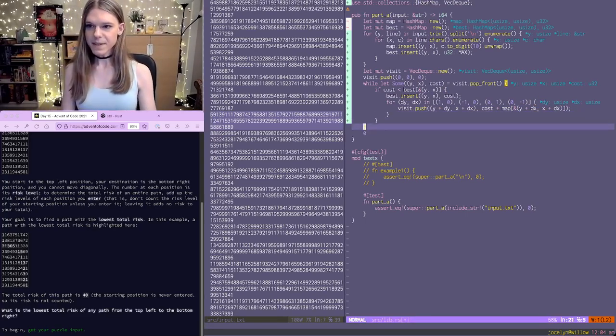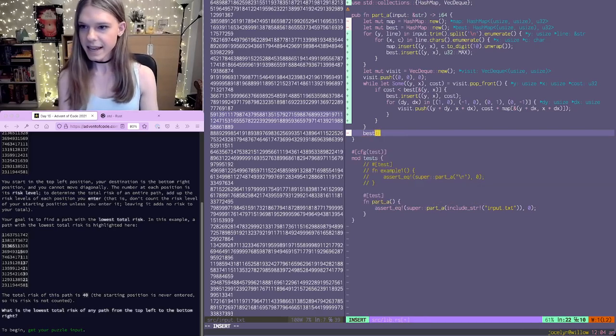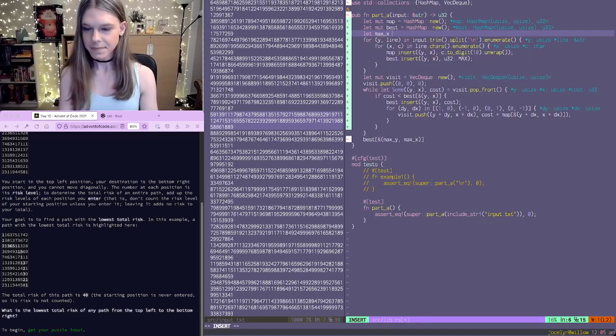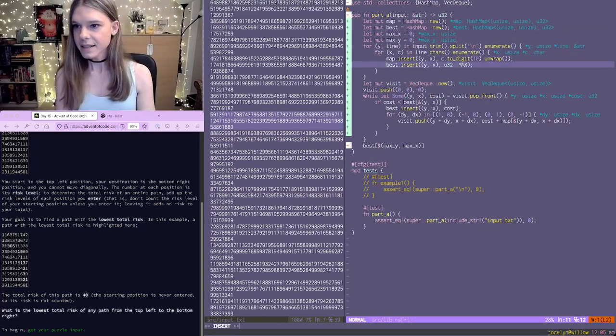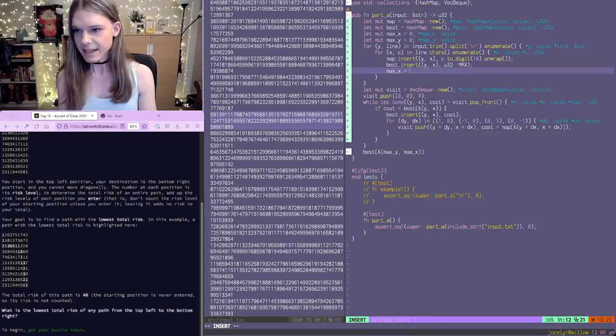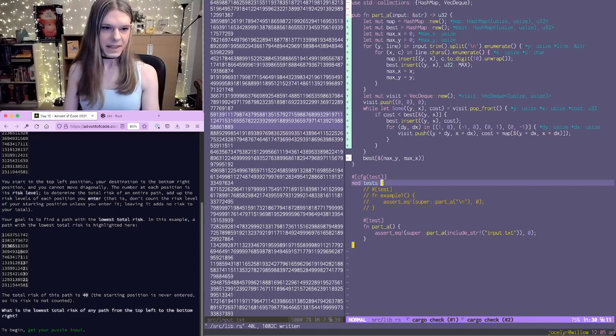And then once we've done all of our visiting, we're going to return the best for the max y, max x, and that will be a u32. We of course need to get the max y and the max x. And again, we just care about the last one. So this will run for all the iterations, but the very last iteration will be highest, and that's the only one we care about. All right, I definitely want to run the example here.